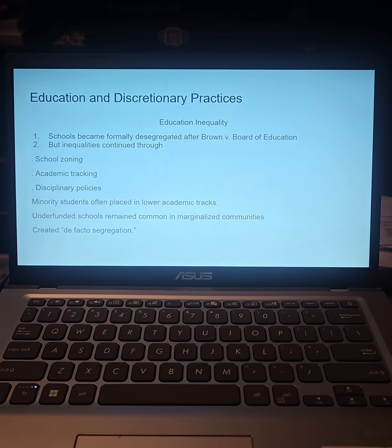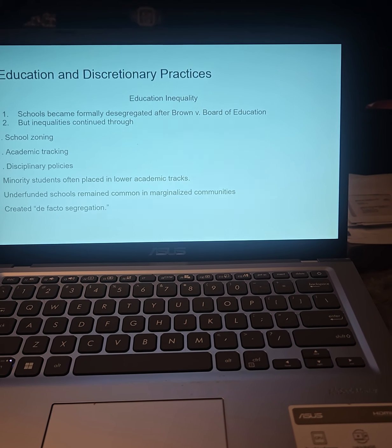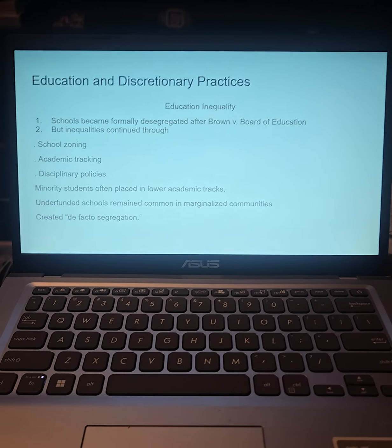Next thing they did was minority students were often placed in lower academic tracks. Pretty much what that means is that if you were in a school that's predominantly African American or people of color, they characterized you as a school that has lower standards compared to white schools.